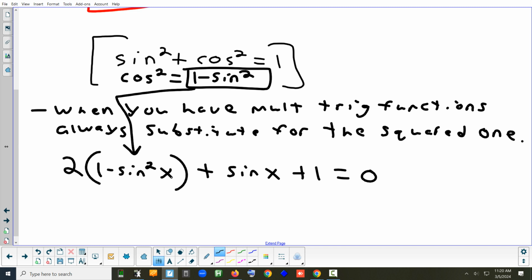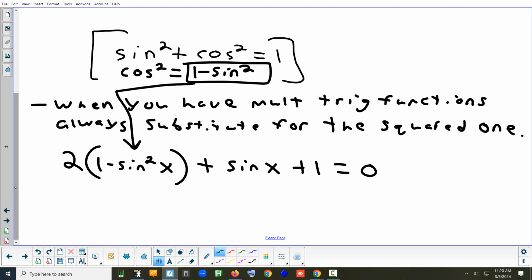Okay, so now we have a 2 in front of the parentheses. What property do you think we need to do with the 2? Distribute. Yep, we need to distribute it up. So let's do that. 2 times 1 gives me 2. And what's 2 times negative sine squared? Negative 2 sine squared. Yep. Everything else stays the same.